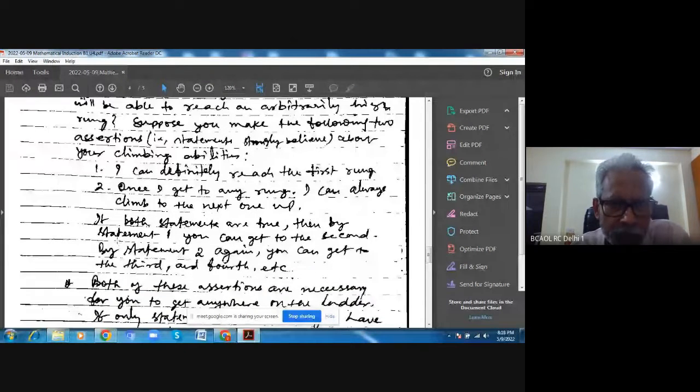So considering these, suppose both the statements are true. Then by statement 1, you can get to the second. Here, suppose this is statement 1; if it is fulfilled, then based on this you can go ahead to the second statement. That is the meaning. So you can get to the second, and by statement 2 again you can get to the third, fourth, etc. Okay, so keeping this logic in mind, I will start the solution. It will be easier.